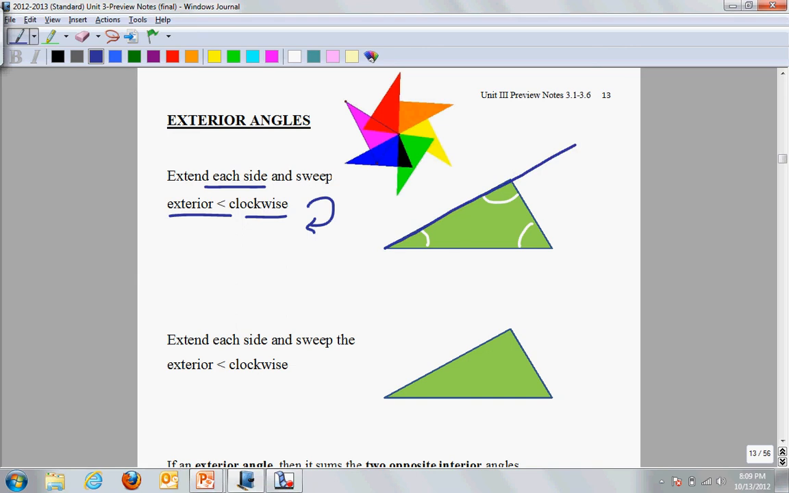And we're going to go clockwise, which means to the right and around. Extend this. Get that third side to the right and around. Extend this. These are called exterior angles. These three angles, when you extend one side of the triangle, the angle on the outside is called an exterior angle.